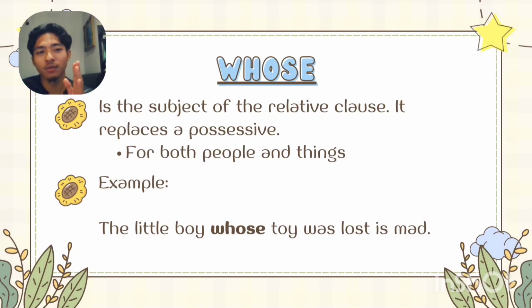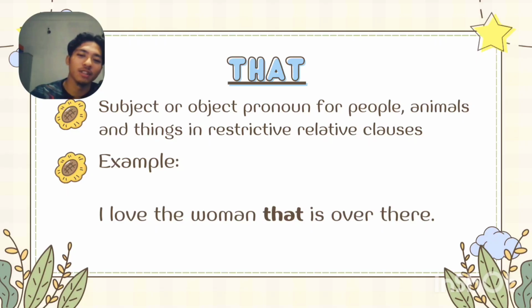Whose is for both people and things. For example, the little boy whose toy was lost is mad. So, whose in this sentence refers to the subject, the little boy, and the word after whose refers to belongings of the little boy. And the last relative pronoun is that.